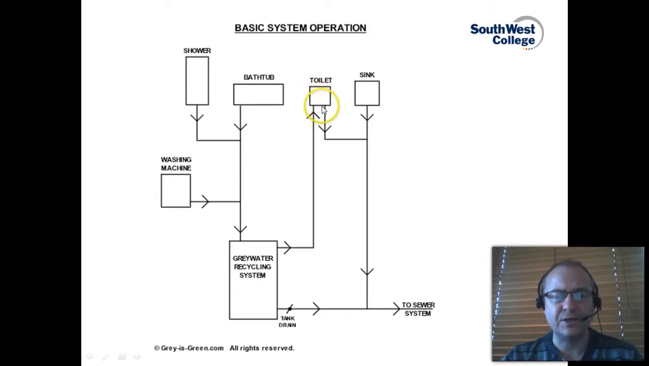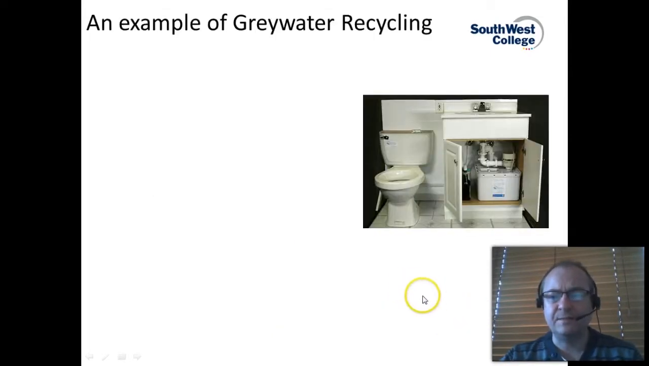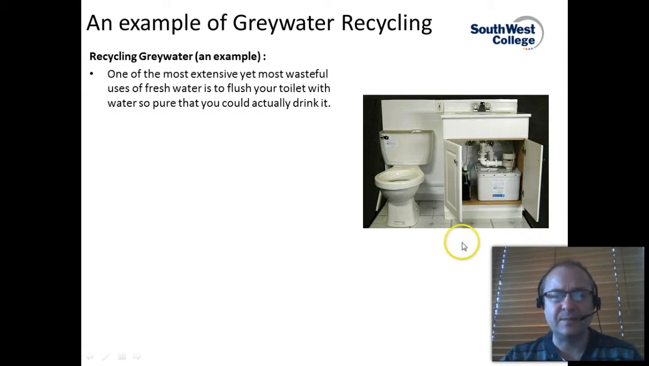Generally it's for flushing toilets. Then once the toilet's flushed, it'll go down the sewerage system and out into the sewer. Similarly, if your greywater recycling system is full up, you can then drain the tank directly to the sewer system as well. So here's a basic example of a standalone greywater recycling system. This is a very simple example.